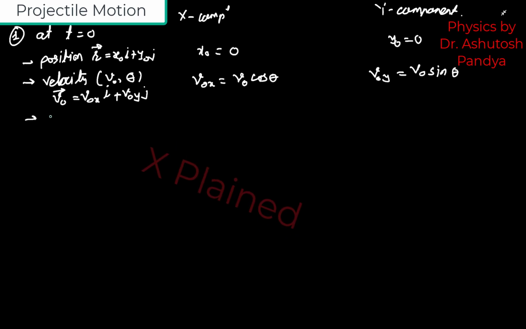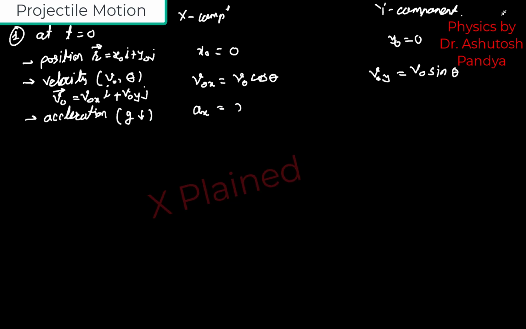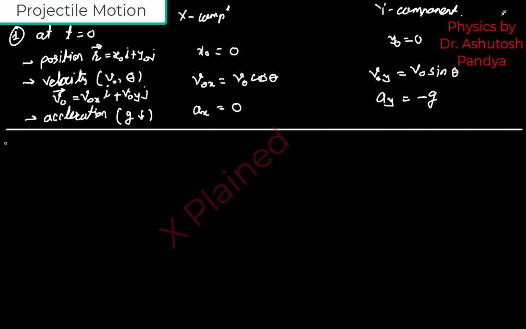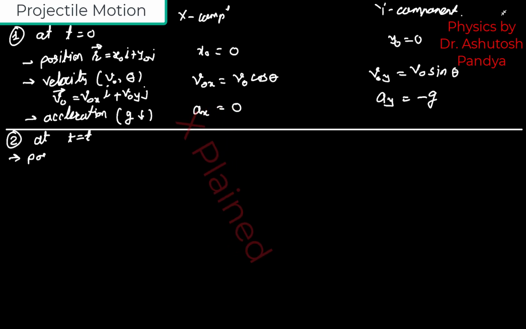And the third important quantity is acceleration. Acceleration is only due to gravity and that is only vertically downward. That's why the x component of acceleration will be 0 and y component will be minus g. So here we complete our first phase. Now let's move to the second phase, in which we have to find all quantities at t equal to t time. So let's begin with the position.